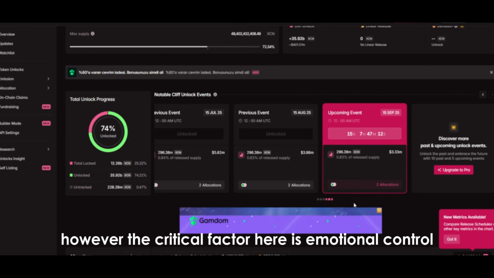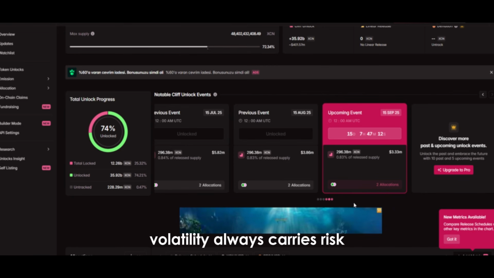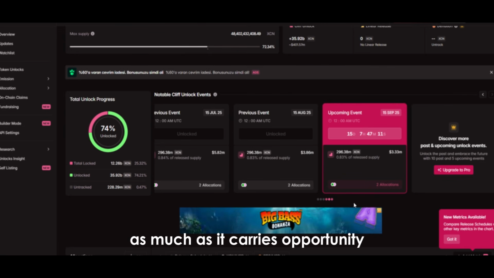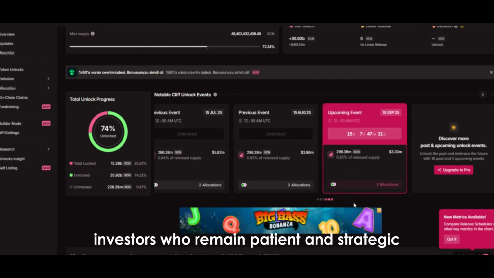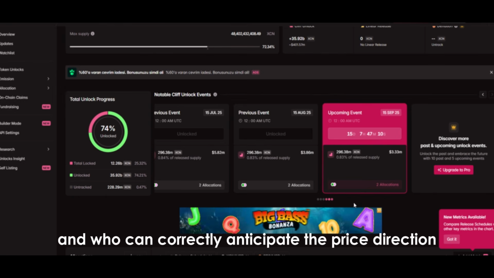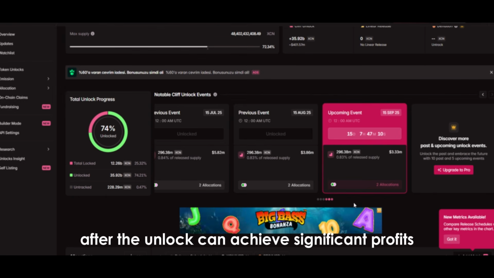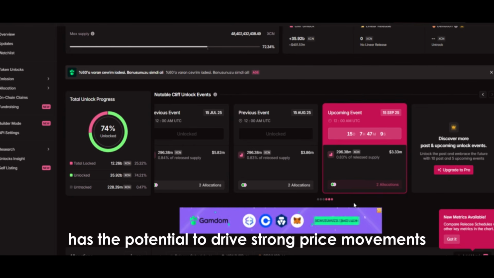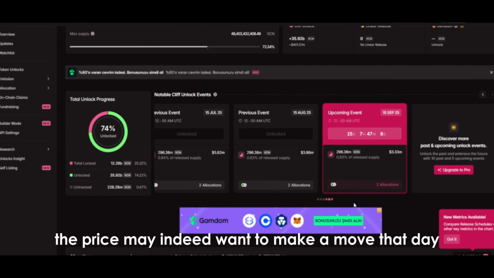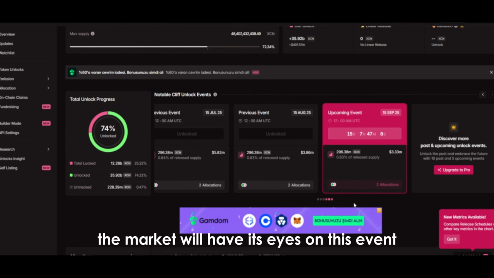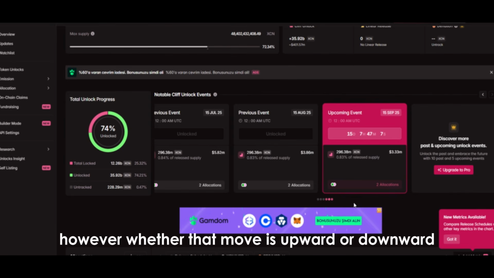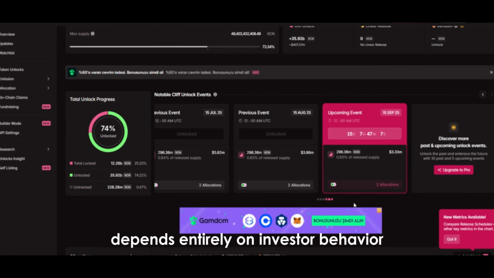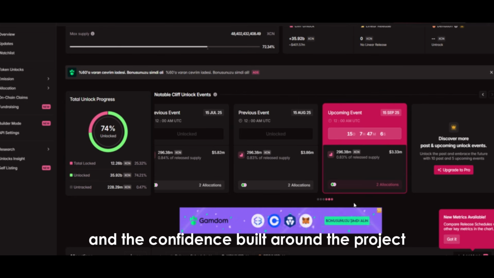However, the critical factor here is emotional control. Volatility always carries risk as much as it carries opportunity. Investors who remain patient and strategic and who can correctly anticipate the price direction after the unlock can achieve significant profits. In conclusion, XCN's token unlock in 15 days has the potential to drive strong price movements. The price may indeed want to make a move that day because for a time the market will have its eyes on this event. However, whether that move is upward or downward depends entirely on investor behavior, the general market trend at the time, and the confidence built around the project.